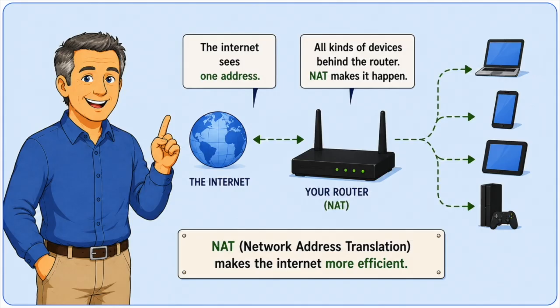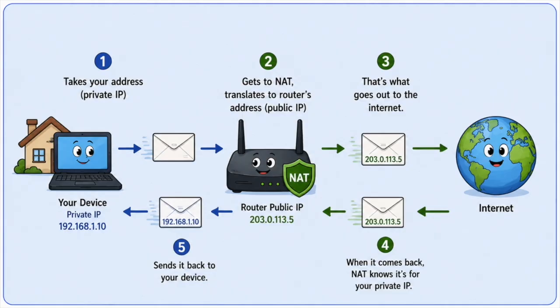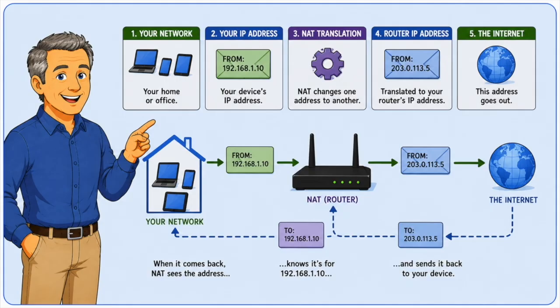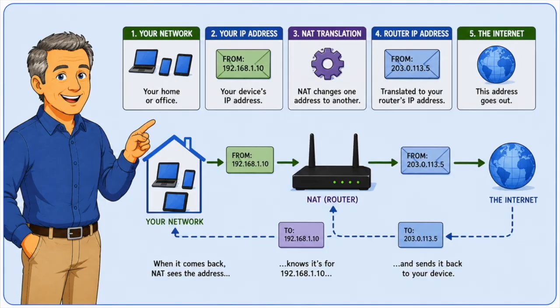What happens on Wi-Fi versus Ethernet? We were talking about NAT. What NAT does is it makes the internet think there's one address it's talking to, when in fact there's all kinds of devices back there. And this is done by the NAT: Network Address Translation. The network is your home or office. The address is the IP address, and the translation is changing one address to another. So what it does is it takes your address, it gets to the NAT, it translates that into the address of your router, and that's what goes out. And then when it comes back in, it knows that, hey, this information is destined for this IP address. So it sends it back to you.